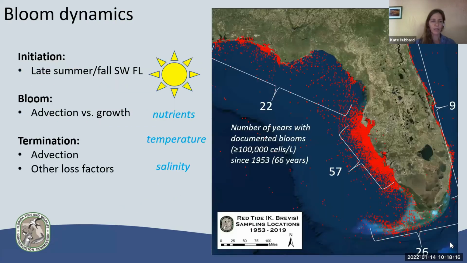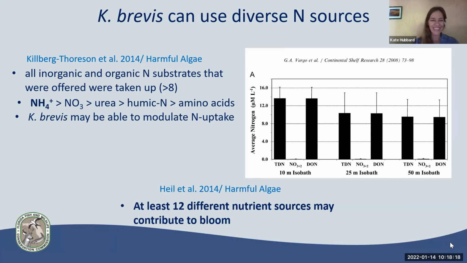And one thing to be aware of is that there's not a lot of nitrate out in the ocean. So their preference for ammonium and their ability to use a lot of different sources likely has evolved over time because of that. Next, please.